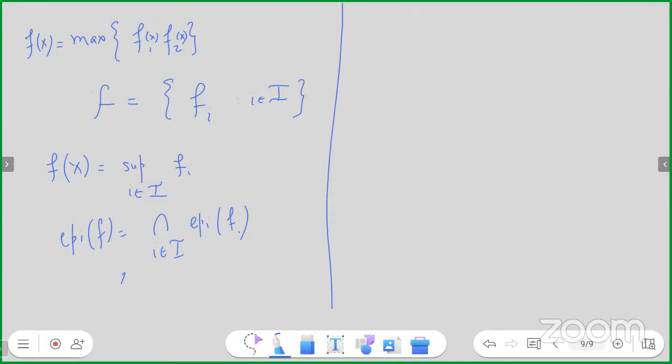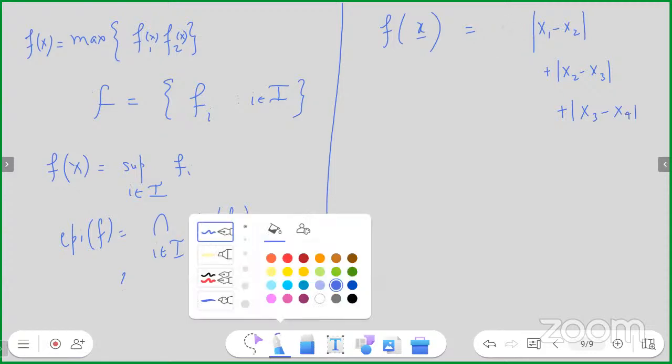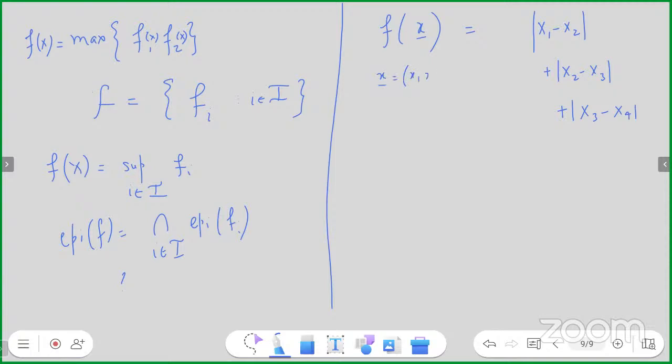So before we go on to the final important thing, look at this function. So x again is a vector. Summation: x1 minus x2, plus x2 minus x3. Let's just take 4 dimensions. Erase this. And x is x1, x2, x3.